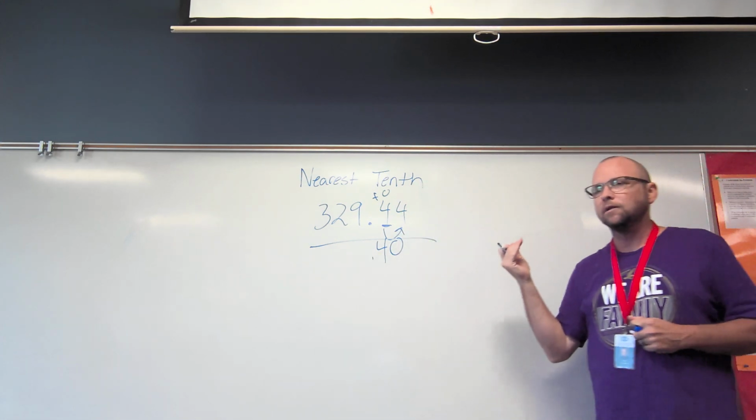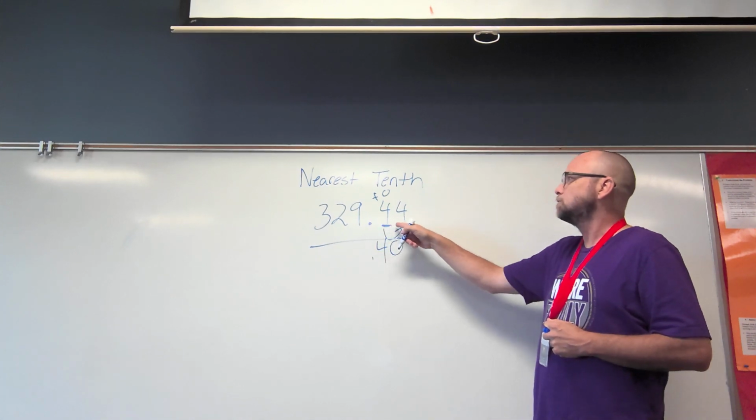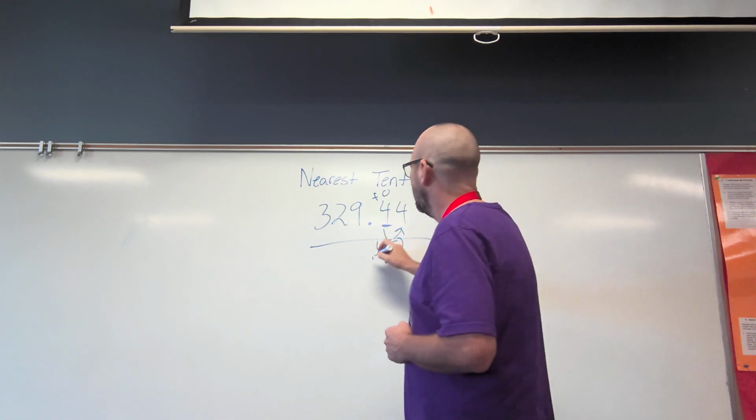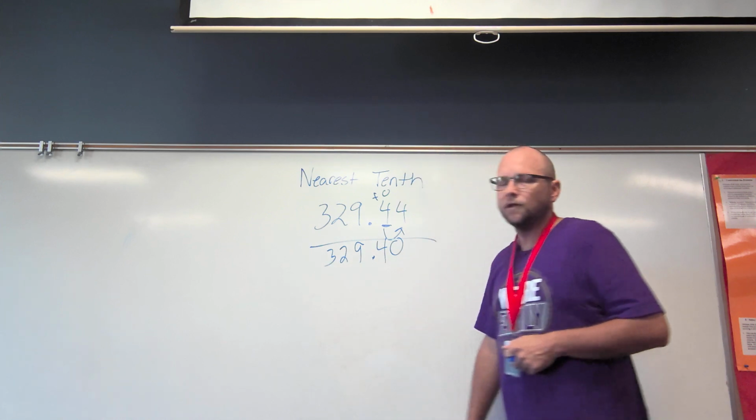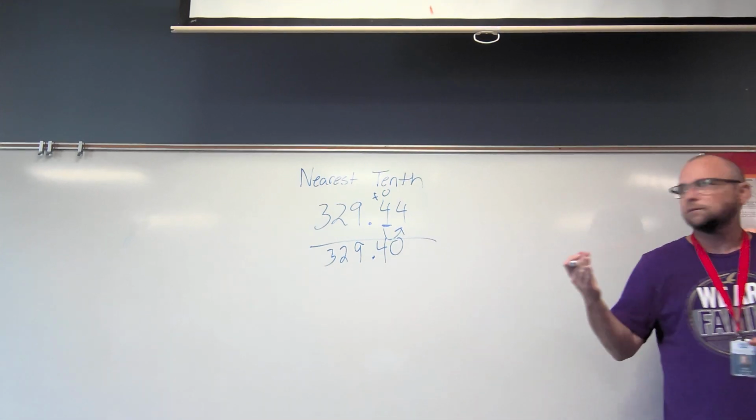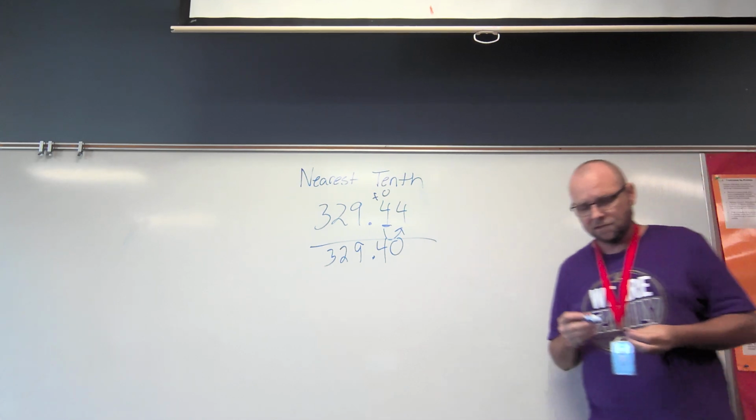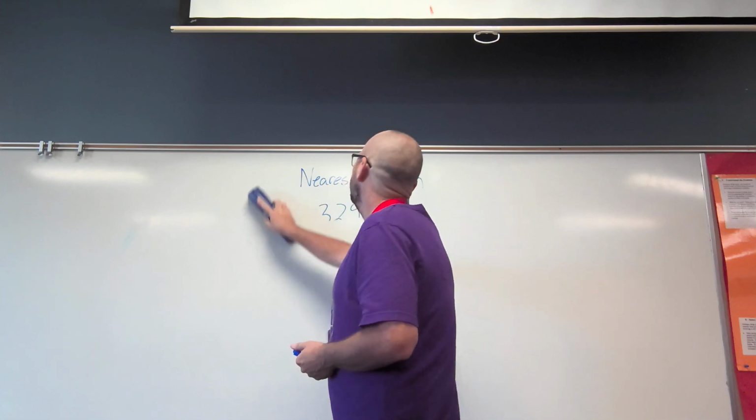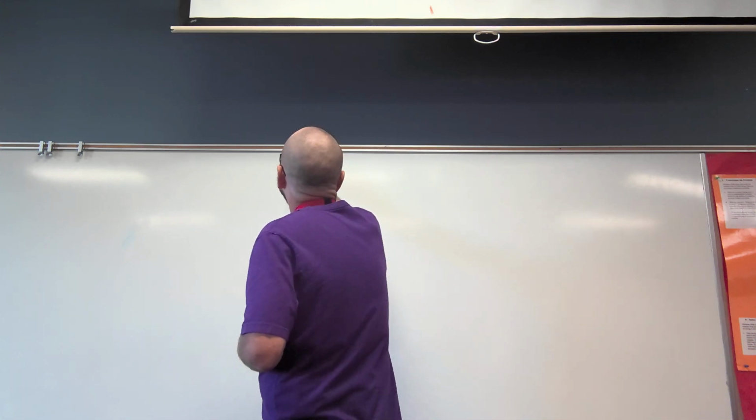Anything behind what we underlined just stays a 0, because we're trying to figure out, is it 329 and 4 tenths or 329 and 5 tenths? And when we add, everything in front of it stays like it is, but don't put numbers behind it. That's what I saw on the review that we did the other day. And the only other way you'll have to round is nearest hundredth.